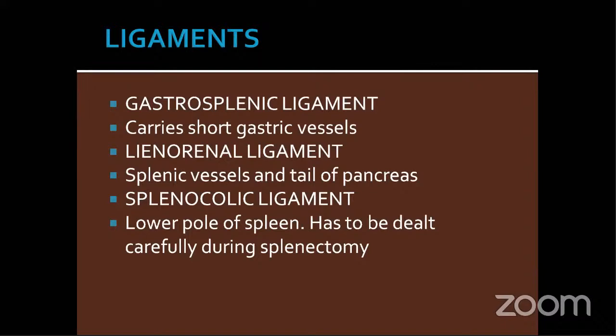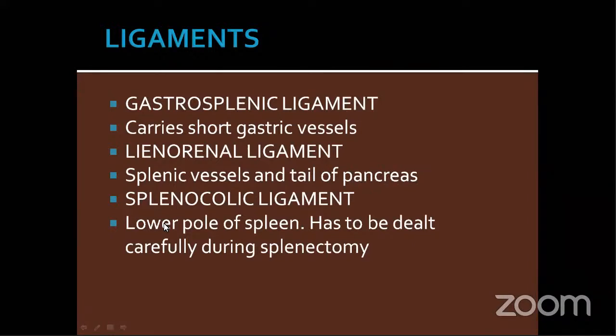As the name suggests, there is a ligament connecting the spleen and the stomach. What does it carry? Please remember this. It carries short gastric vessels. There is another important ligament called the lienorenal ligament, which connects the spleen and the left kidney. This carries very important splenic vessels, and it is very closely related to the tail of the pancreas.